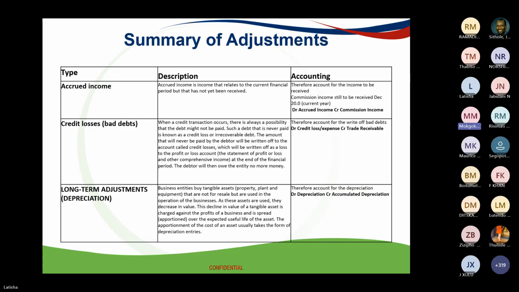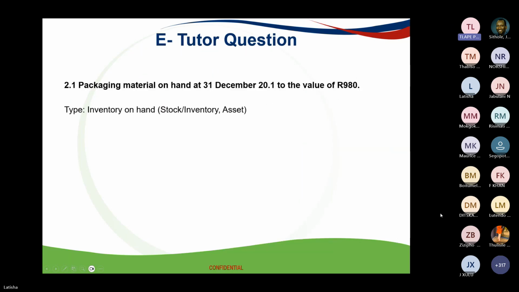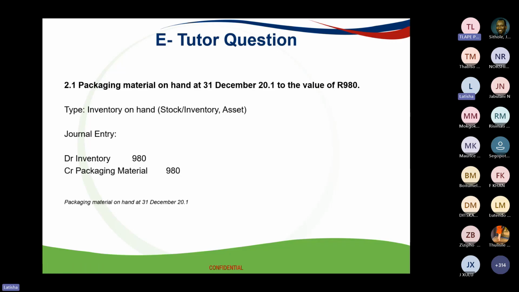Paulina, are you sorted? No, I am not sorted. I want to ask regarding 2.1. Packaging materials is a subcategory under expenses, so it means that it increases on the debit side. I don't understand why we are crediting it here.